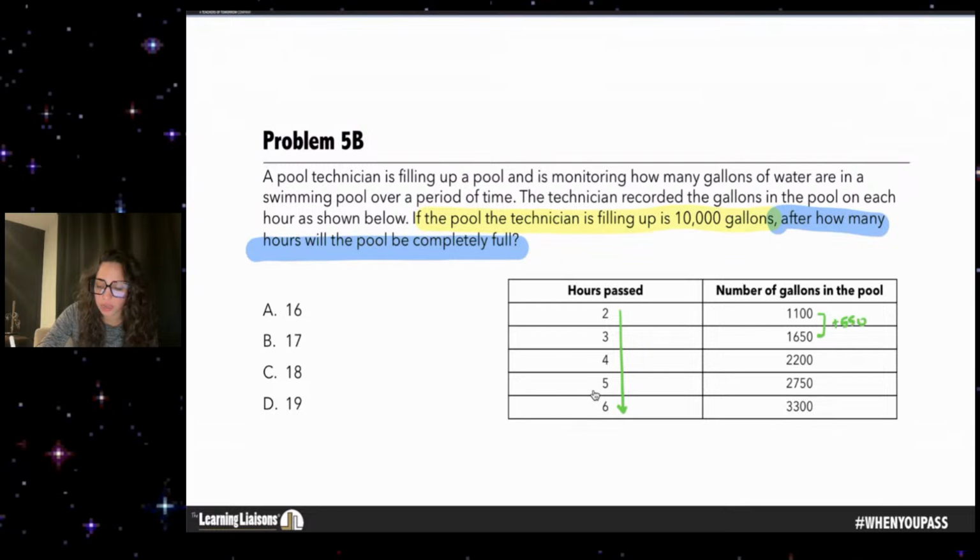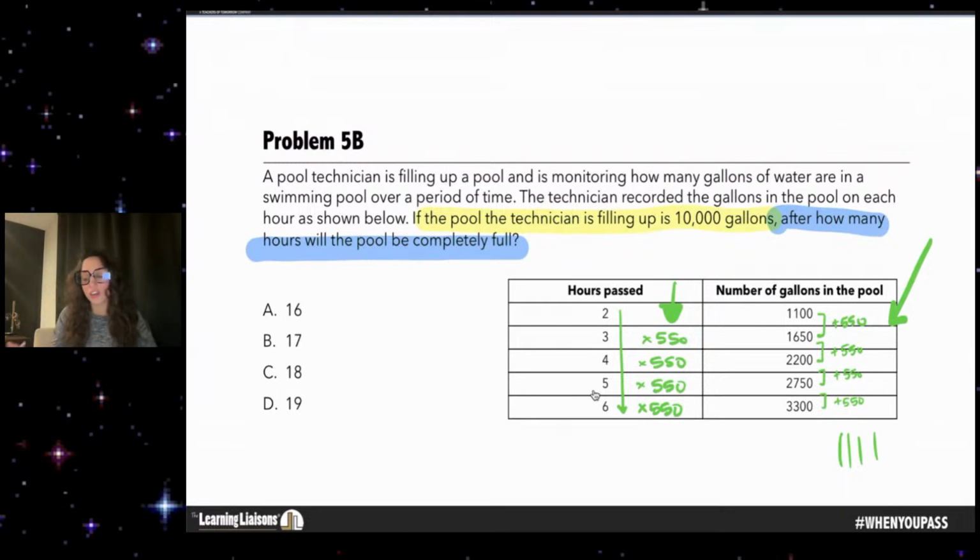Plus 550. Plus 550. Plus 550. Plus 550. So if I do 6 times 550, it equals the answer that I'm looking for. Now, if you didn't notice this part, but you noticed this part, you could absolutely sit here and do 3,300 plus 550 plus 550 plus 550, and you could keep tally of how many hours that is.